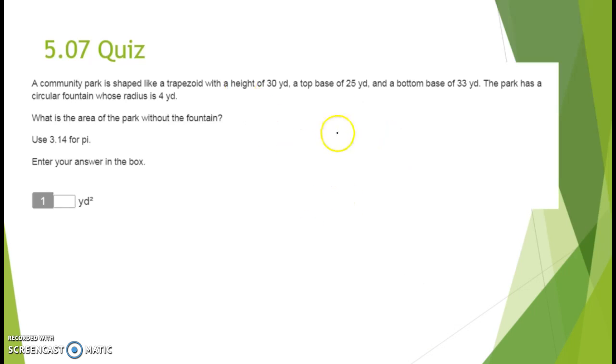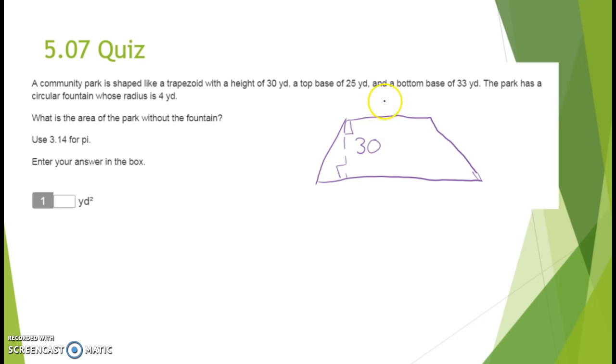The next one says a community park is shaped like a trapezoid with a height of 30 yards. So let's sketch a trapezoid. Remember, that's got the 2 parallel bases and then 2 legs that are not parallel to each other. And it says it has a height of 30 yards. And remember, the height is not the legs, guys. It is a height that is sketched in. It's not actually a side of the trapezoid, and it forms a right angle with the bases. So just keep that in mind.